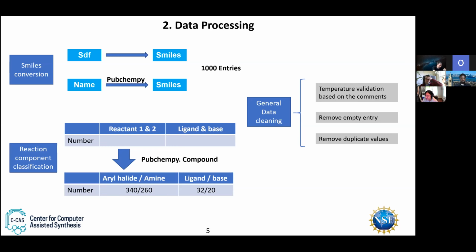After the reaction components are classified, the next step is general data cleaning. I found in the data set that a lot of temperatures have initial values, which means negative 273 degrees Celsius, and these should be modified based on the comments. After the temperatures have been modified, the next step is to remove the empty entries, some of which didn't have reaction components. And the last part is to remove duplicate values, which can raise problems for the prediction.